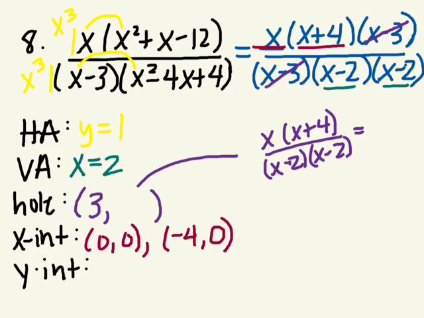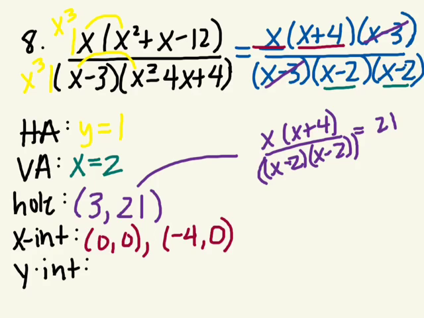So when we plug in 3, we get 3 times (3 plus 4) divided by (3 minus 2) times (3 minus 2). When you put that in your calculator, make sure you put it in exactly as we made it look here as a fraction, or you're going to want to use a second set of parentheses around the denominator. I like the fraction button in the calculator. And when we put 3's in for all those x's, we get 21. So our hole is at (3, 21).